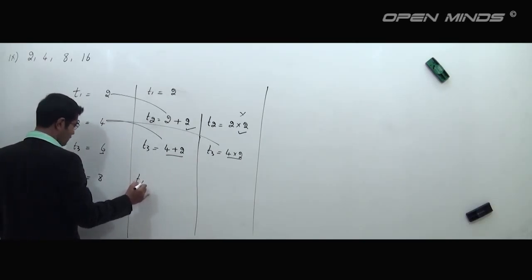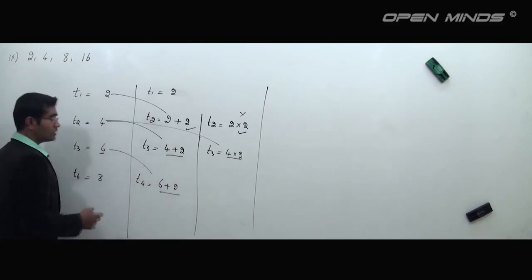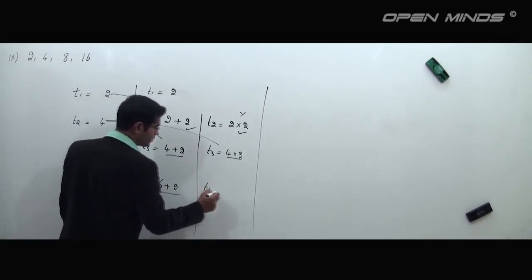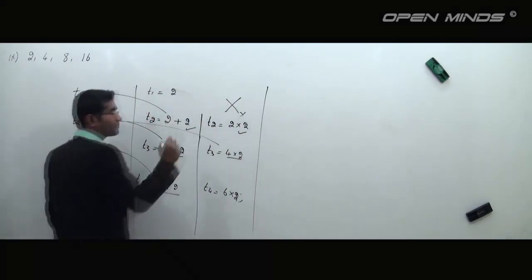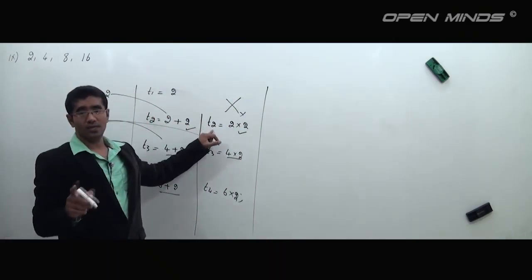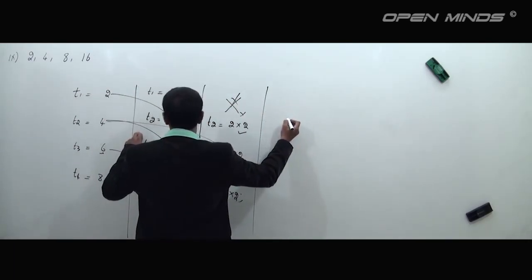So what is T4 now? This term, that is 6 plus 2. That works, beautiful. But in this case, T4 is like what? 6 into 2. That goes wrong. So it means this way is wrong. Only the first case I could write. So let me not take this guy, that is wrong. So let's continue from here.